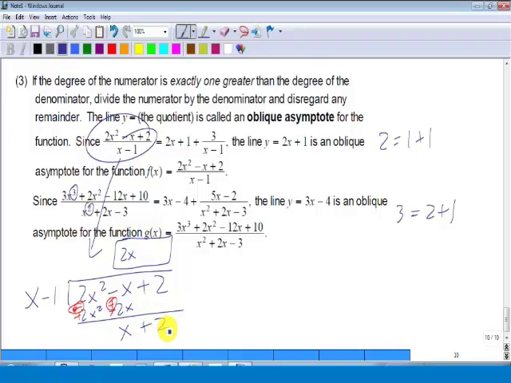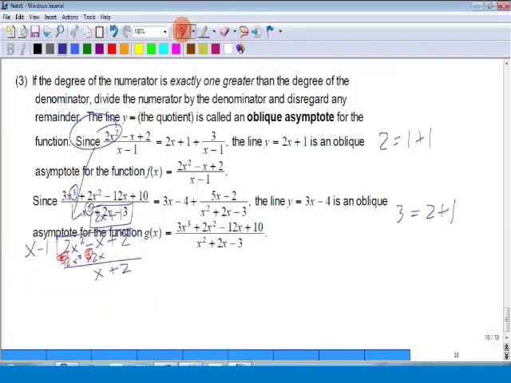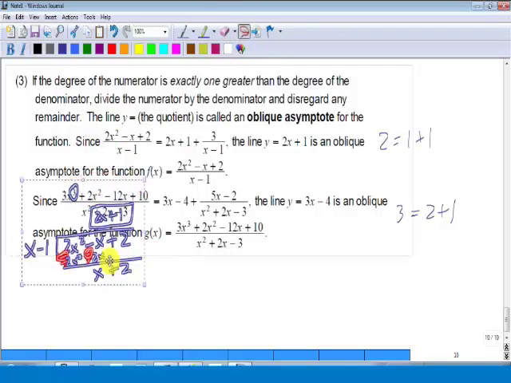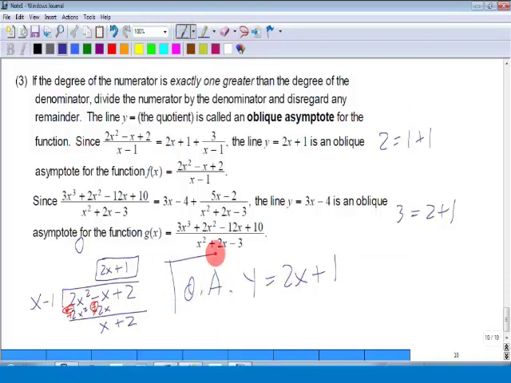One more time through. X times what equals x? Plus 1. Now, if I shrink that down and calculate the remainder, is there time to shrink it down and calculate the remainder? I'm concerned that maybe there's not. What we'd get is a remainder of 3. But 2x plus 1 gives us the straight line. We'll go OA for oblique asymptote, the straight line that this function approaches.